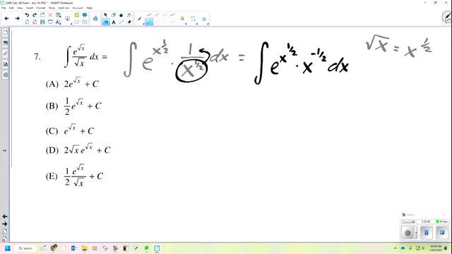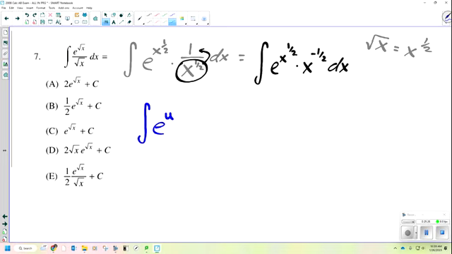I've gotten rid of the square roots, and I've brought in exponents, which is good for derivatives and integrals. I've gotten rid of the fraction. I need to use u sub. This would be a million times easier if I was just integrating e to the u.